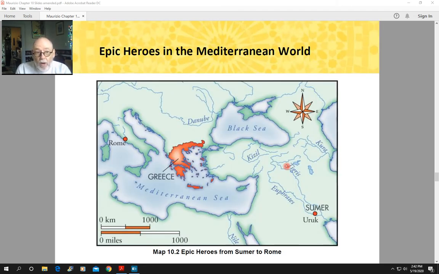We look at the hero Gilgamesh, who comes from the city of Uruk in Sumer, which is right there in modern-day Iraq, right down here. And we also have Aeneas, who will eventually settle in Italy, and his settlement in Italy will eventually found Rome. So he's a Trojan hero who travels from Troy, goes all around the Greek world, and ends up in Italy. He won't eventually, but one of his descendants will found Rome.